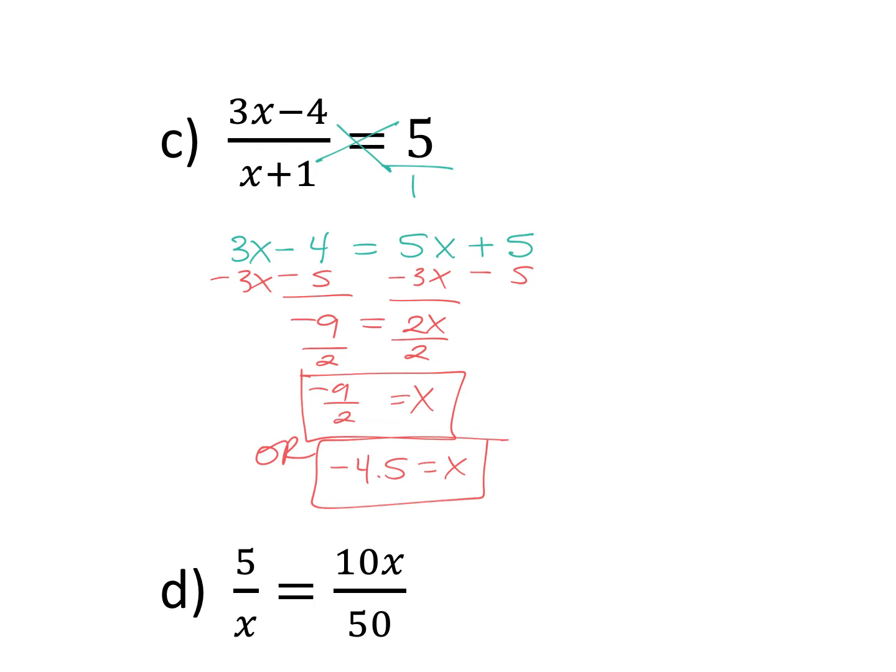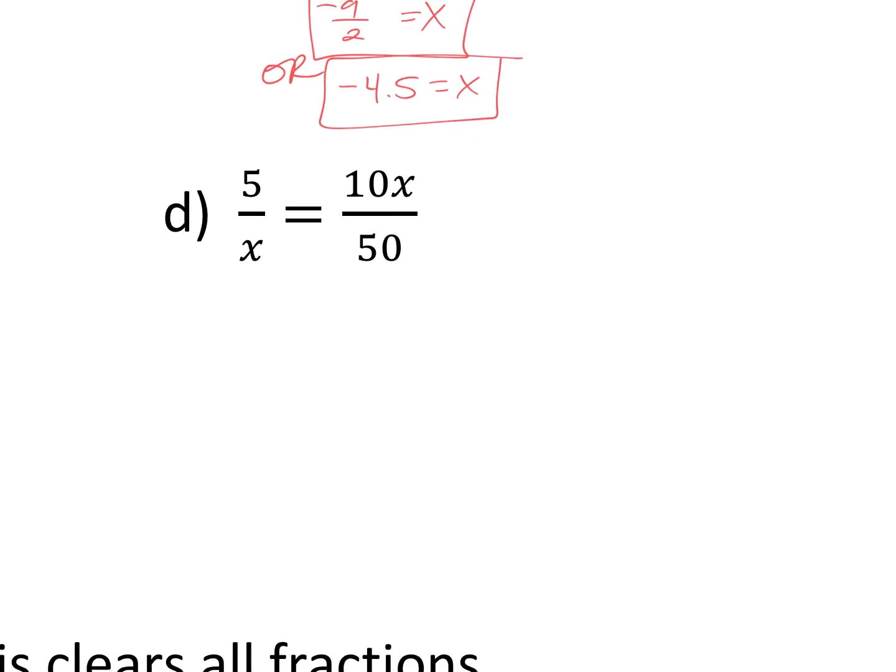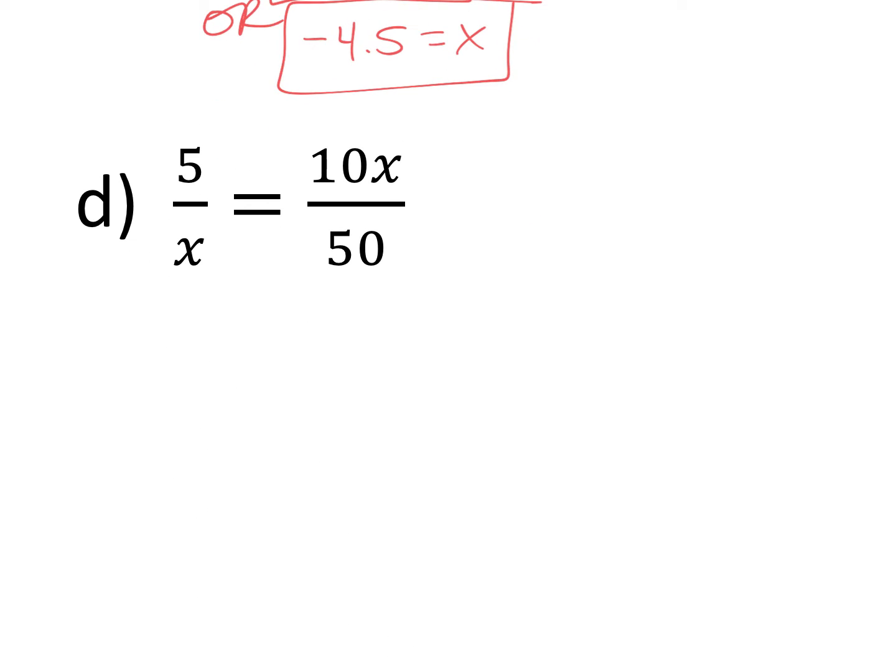Getting a phone call. Okay, letter D. This one looks a little trickier initially. It's really not bad. What do you get? If we cross multiply this, what does that equal?